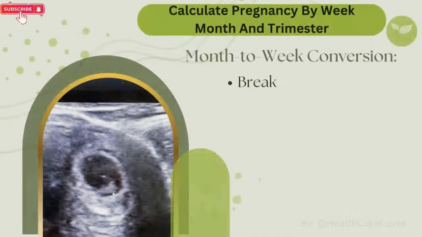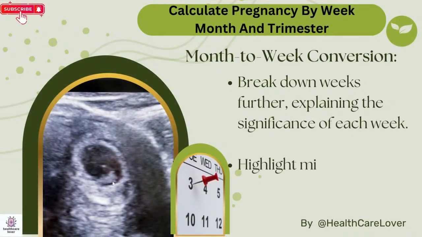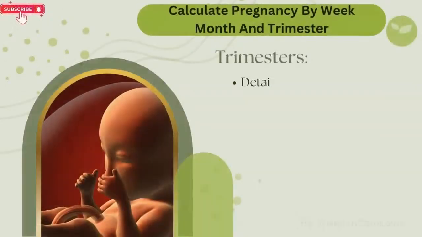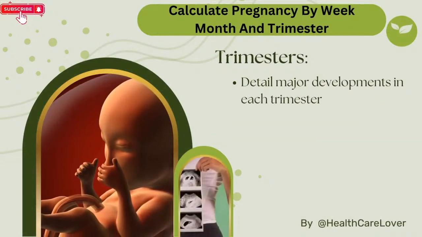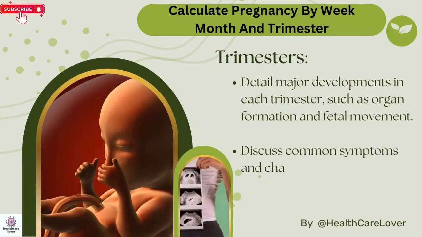Month-to-week conversion. Break down weeks further, explaining the significance of each week. Highlight milestones like the baby's heartbeat starting around week 6. Trimesters. Detail major developments in each trimester, such as organ formation and fetal movement. Discuss common symptoms and changes experienced by the mother.